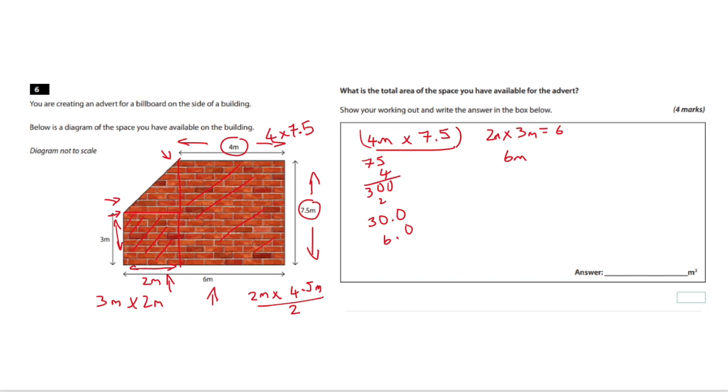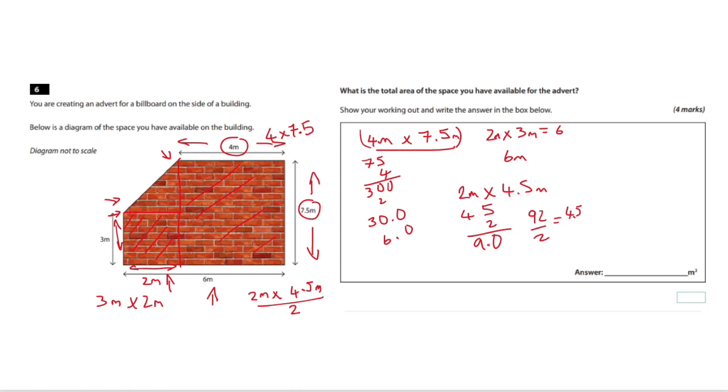And lastly, our triangle, which is 2 meters times 4.5 meters. Put that there. So we'll do 45, we'll put the decimal point in the end, times 2. It's going to be 90. And then 90 divided by 2. So 90 divided by 2 equals 45, or 4.5, okay? Because it'd be 9 divided by 2, 4.5.